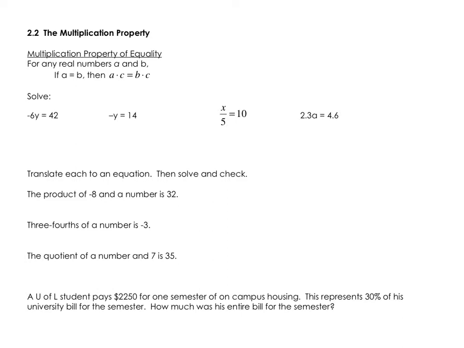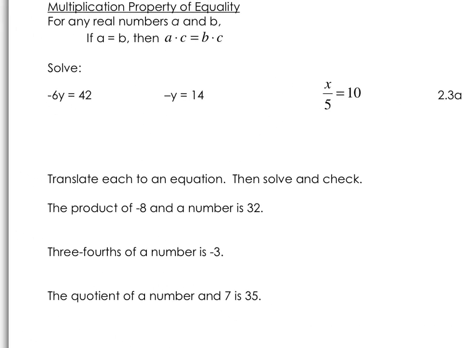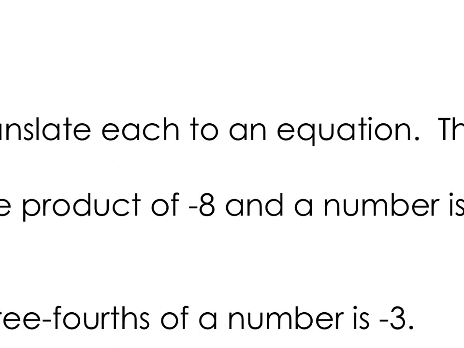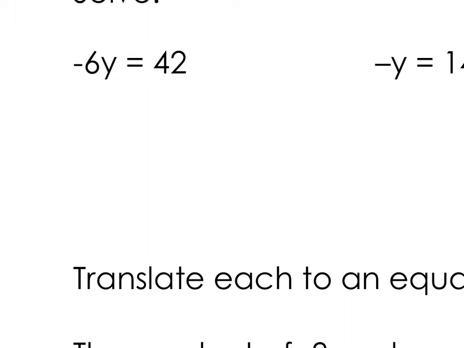So what we're saying there is you can multiply both sides of an equation by the same number, and you will get an equivalent equation that has the same solution. You can multiply negative 6y times negative 1/6. But if you multiply the left-hand side of this equation by negative 1/6, you also have to multiply the right-hand side by negative 1/6.